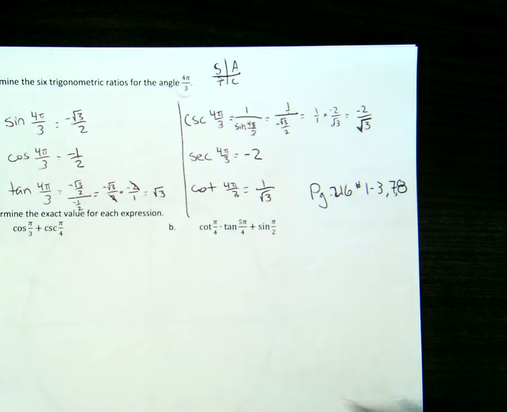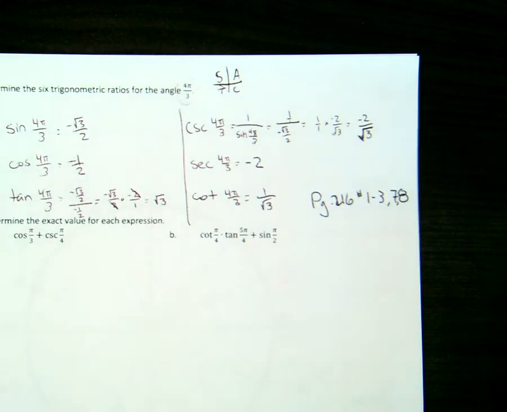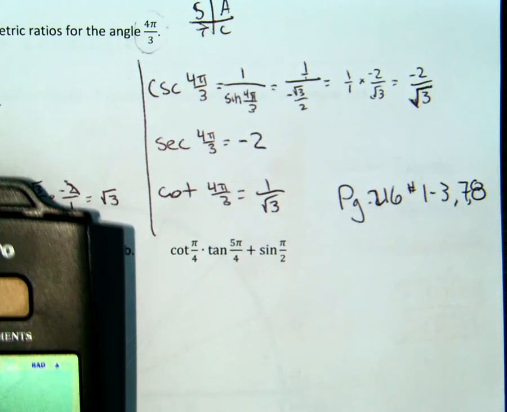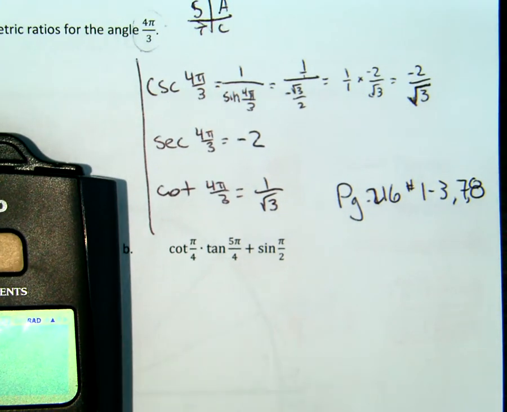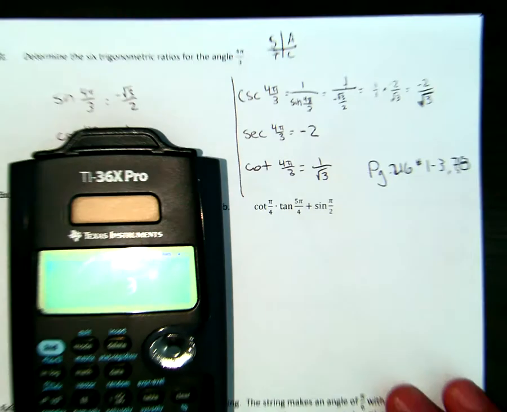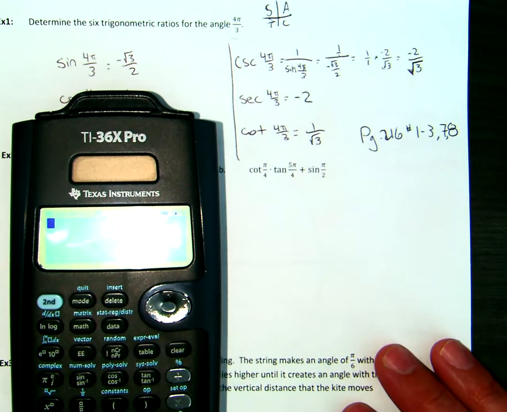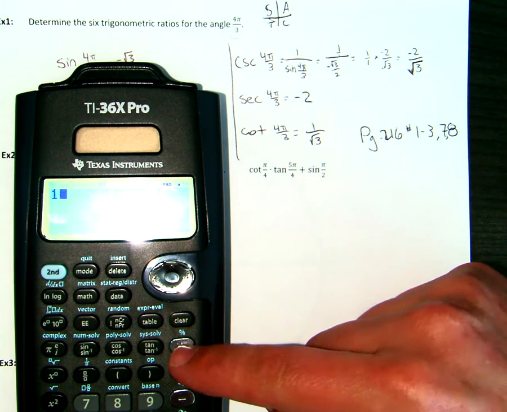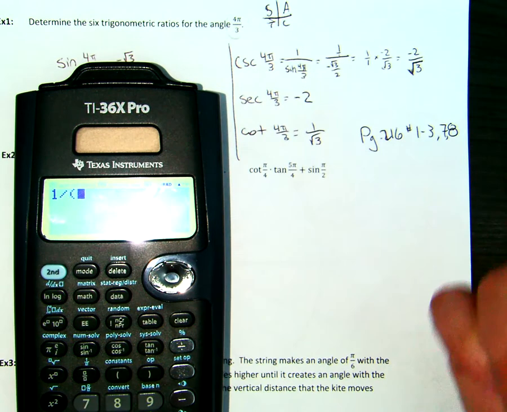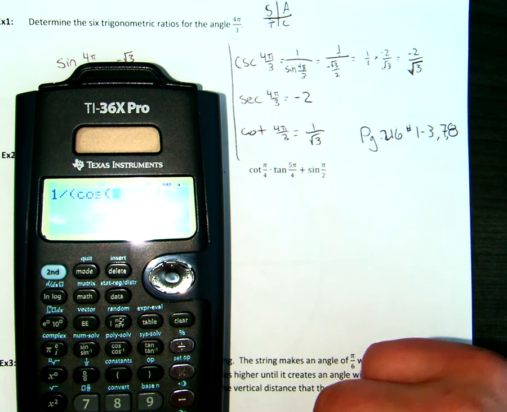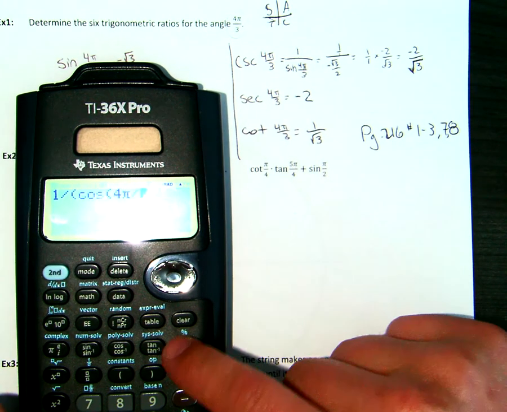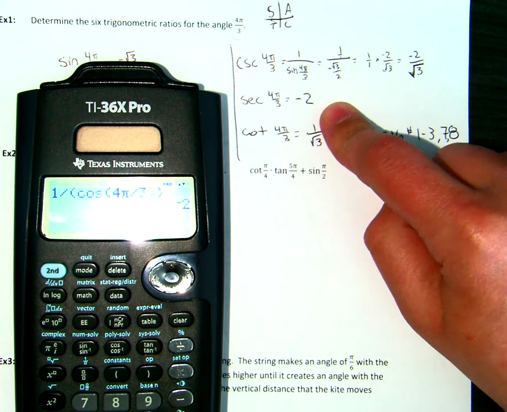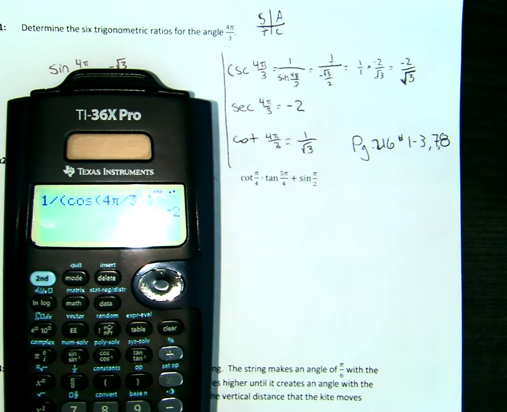But you can double check these on your calculator. I'll show you the secant one in a second. To work out secant, it's the reciprocal of cos. So reciprocal of cos just means 1 divided by cos. I'm going to go 1 divided by, open a bracket, which I don't need to do, but I'm going to, cos, and then 4 pi divided by 3, close bracket, and I get negative 2, which is what we got.